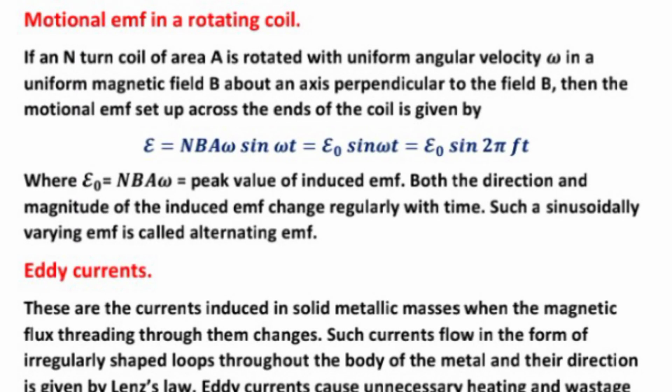Motional EMF in a rotating coil. If a coil of n turns and area A is rotated with uniform angular velocity omega in a uniform magnetic field B about an axis perpendicular to the field B, then the motional EMF set up across the ends of the coil is given by epsilon equal to NBA omega sine omega t, and that will be epsilon 0 sine omega t, and it will be epsilon 0 sine 2 pi ft, where epsilon 0 is equal to NBA omega, and it is called peak value of the induced EMF.